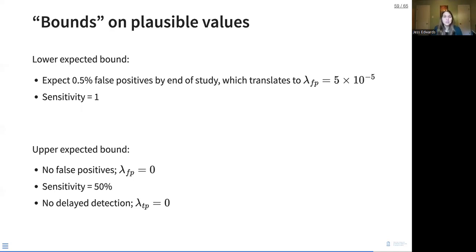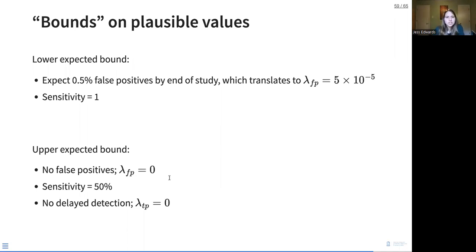So for example, what if we think that the values of the parameters that would correspond to the lowest possible risk would be to say, okay, we think there are a lot of false positives, about 0.5% by the end of the study, which translates to this false positive rate. And we think sensitivity is perfect in the study. So essentially, we think we've seen all the events there are, and actually some extra ones, so we should revise the estimate really far down. And then the upper plausible bound, we might say, is that we think there are no false positives, and we've only detected half of the events, and there's no delayed event detection.